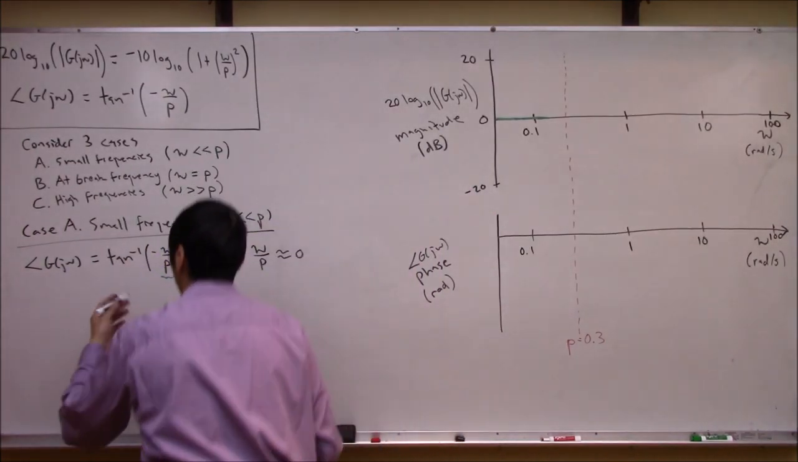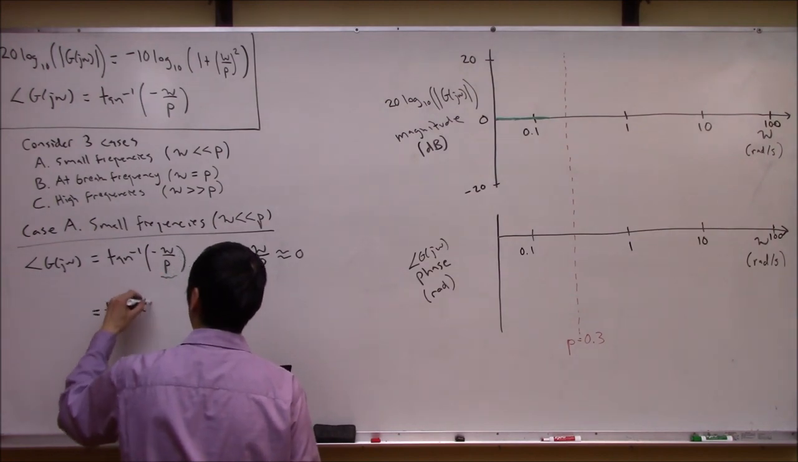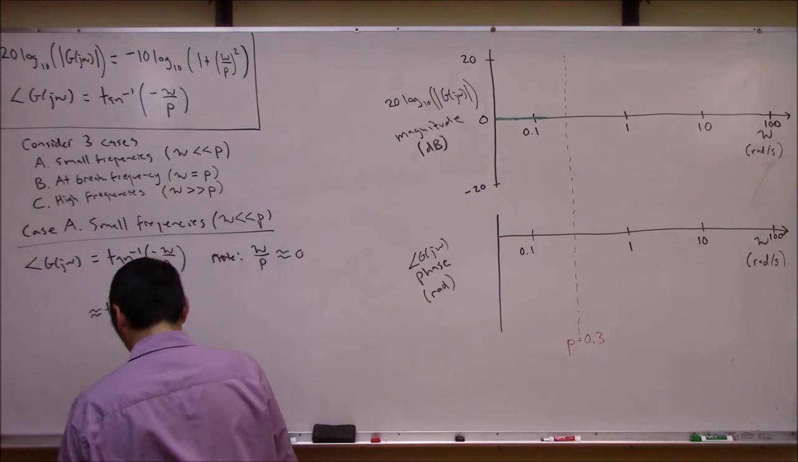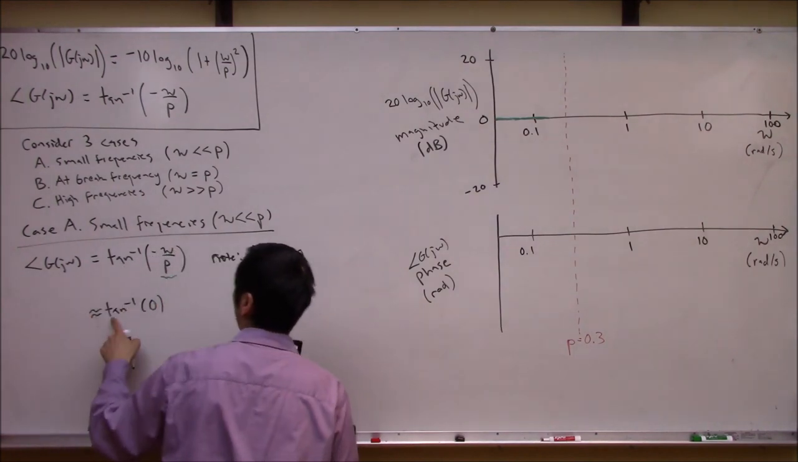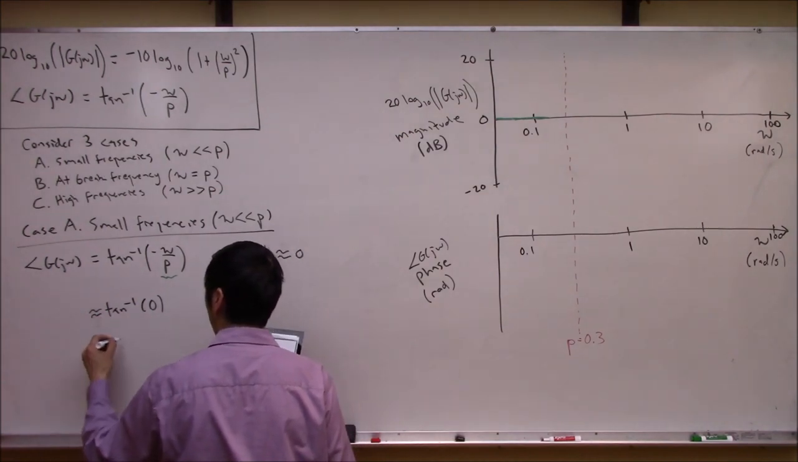What I'm trying to get at here is, maybe we should just write this out. So this is tan inverse of 0. And I probably should have put the approximate sign here. So in this regime, it's approximately equal to inverse tangent of 0. If you remember what that is, isn't this just 0?